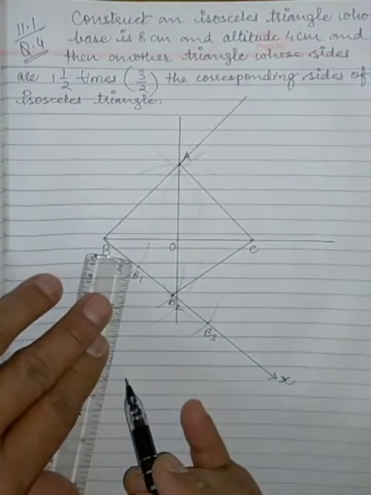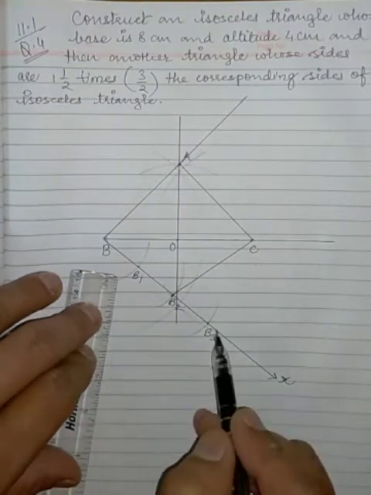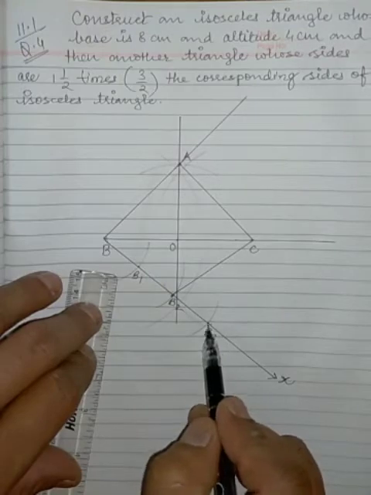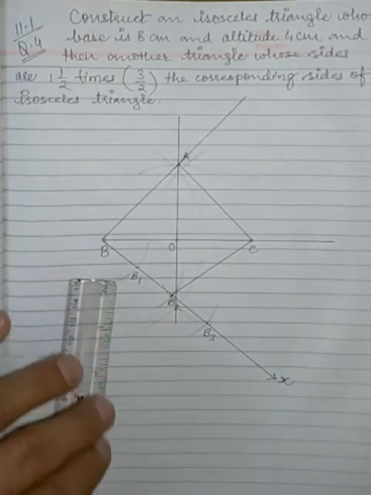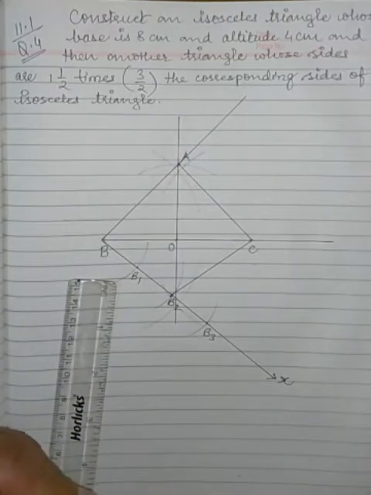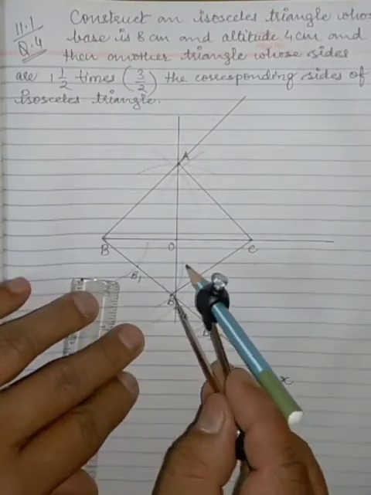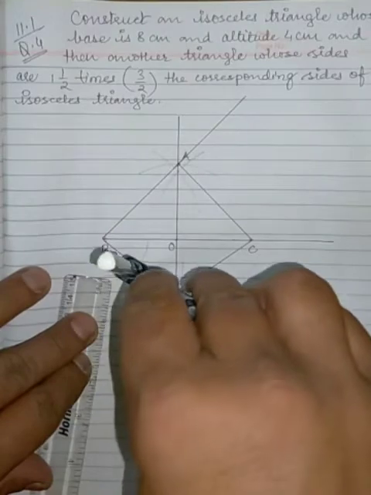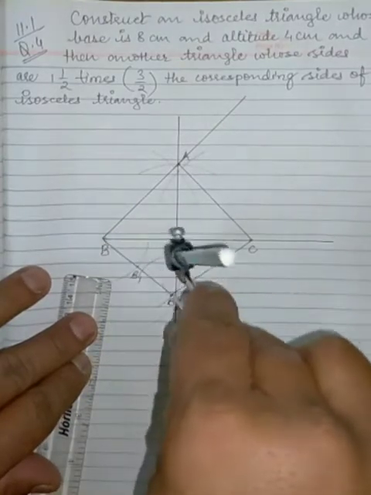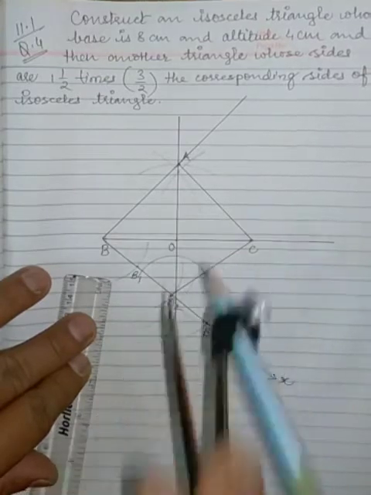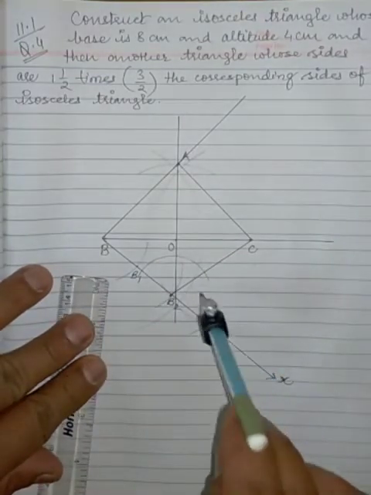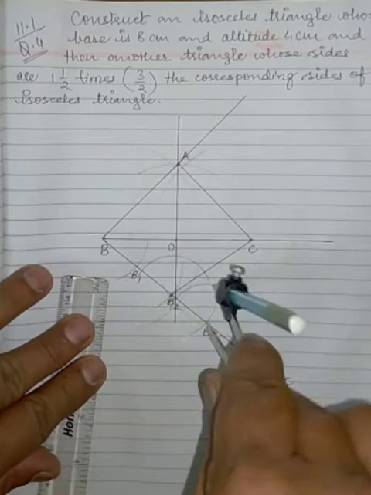and then from the point B3 we will draw a line parallel to B2C. As per the procedure we all know, from point B2 we will draw an arc intersecting these two arms, and from point B3 we will draw another arc.